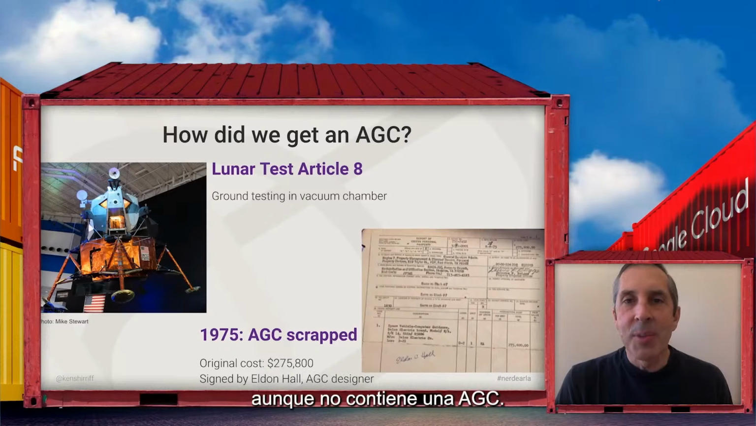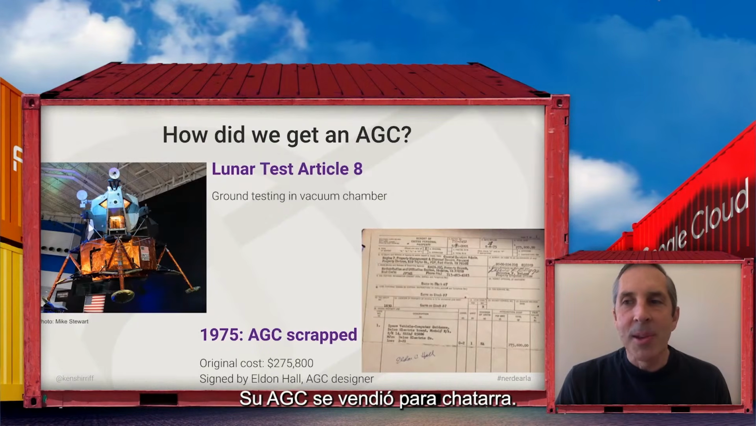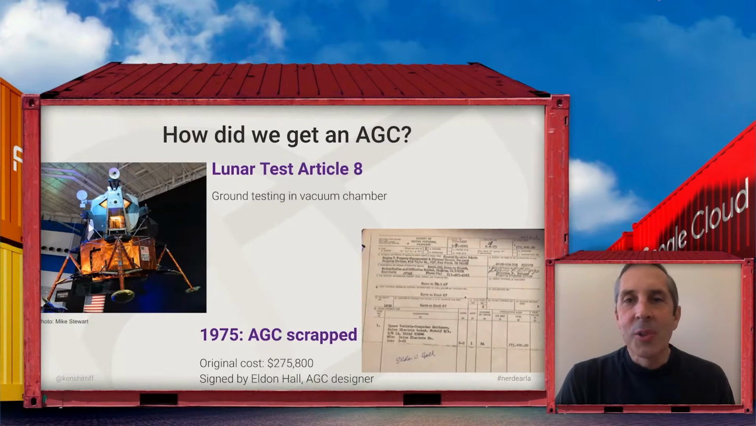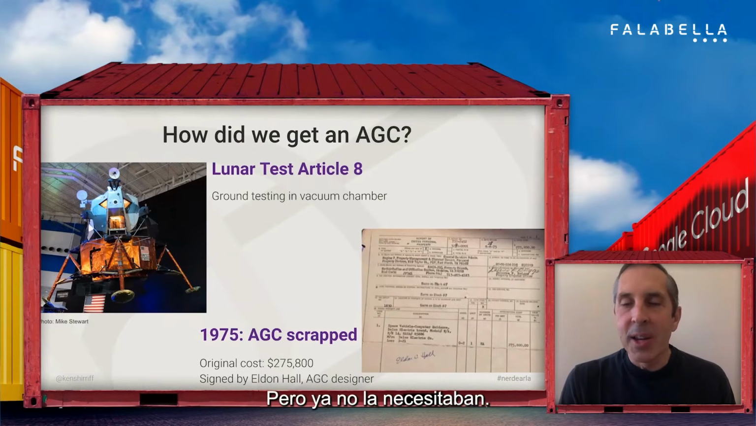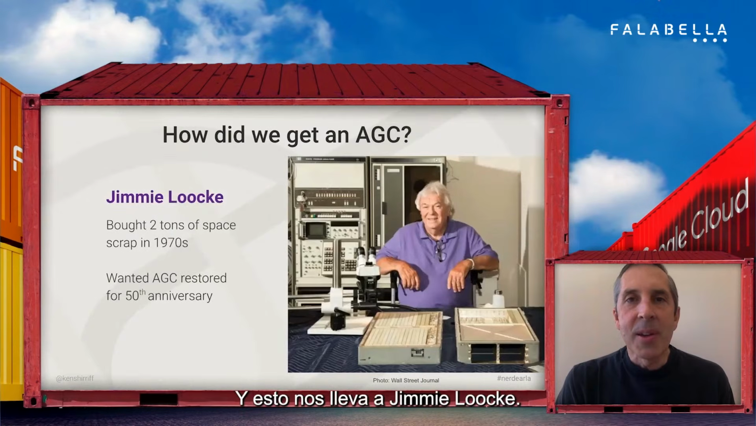This lunar module is now an exhibit in Houston. However, there's no Apollo guidance computer inside it. Its Apollo guidance computer was sold as scrap. The photo shows the receipt for the scrapped Apollo guidance computer, showing that it was originally $275,000, but they no longer needed it. And that brings us to Jimmy Locke.